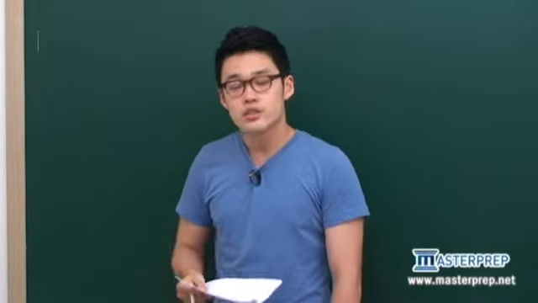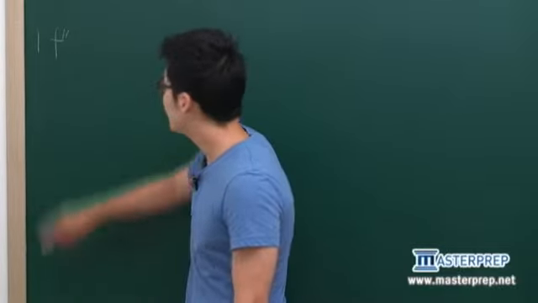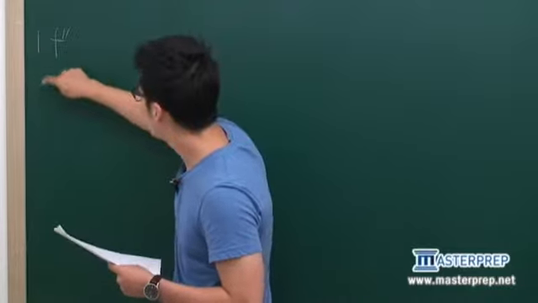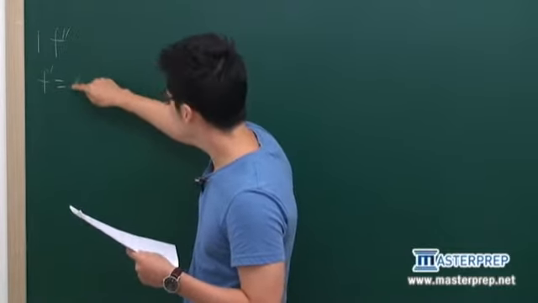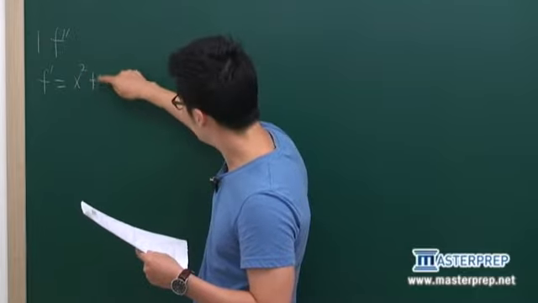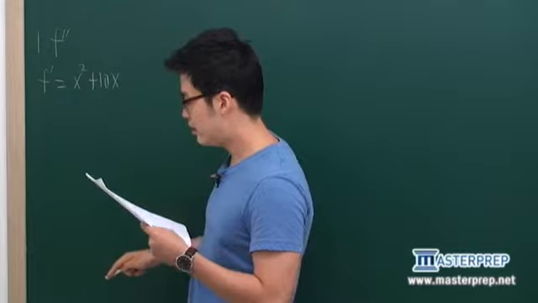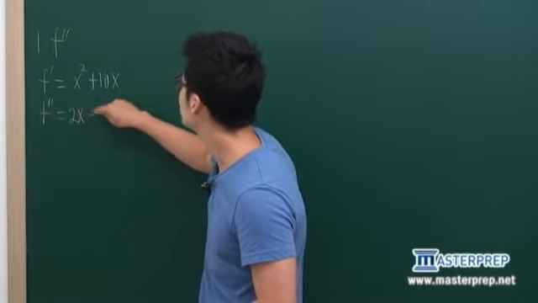Number 1. What is the x-coordinate of the point of inflection on the graph of y is equal to this function? So this question asks you whether you understand the analysis of f double prime, right? First, let's get f prime first. So what is f prime? In this case, 3x squared plus 10x, and we can get f double prime, which is equal to 2x plus 10.